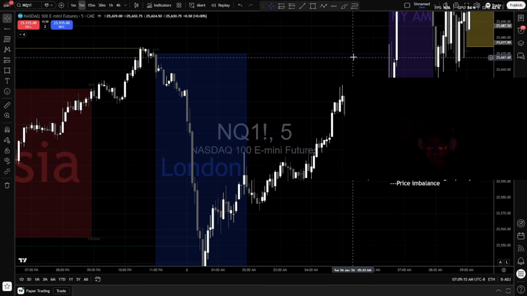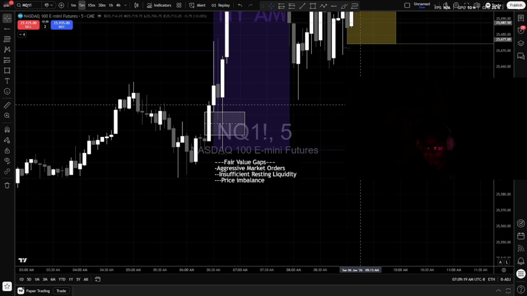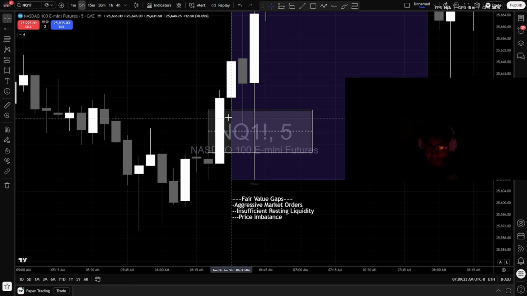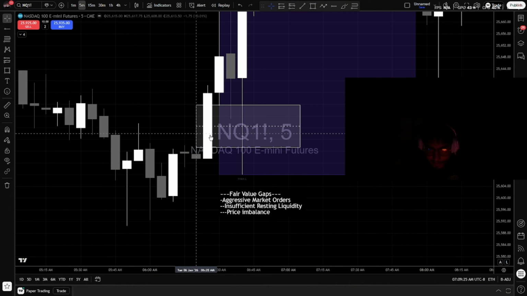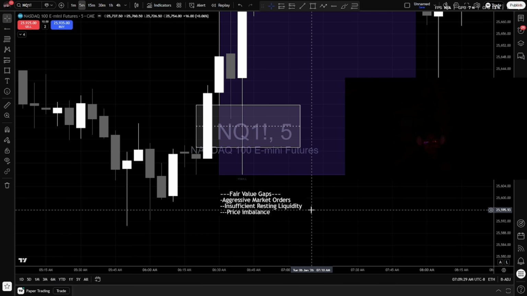And as you can see, we have a London high, it clears the London high, clears a lot of sellers here, and rejects back down into the fair value gap. And this would be considered a good, high probability fair value gap, because the price actually holds the fair value gap.